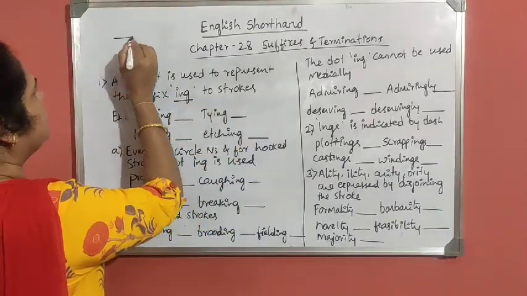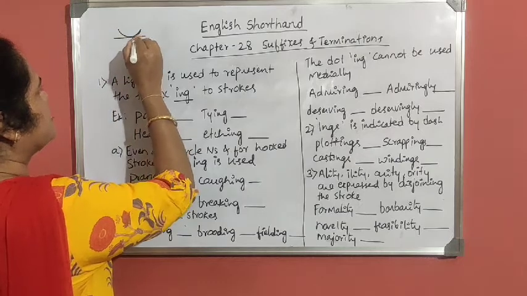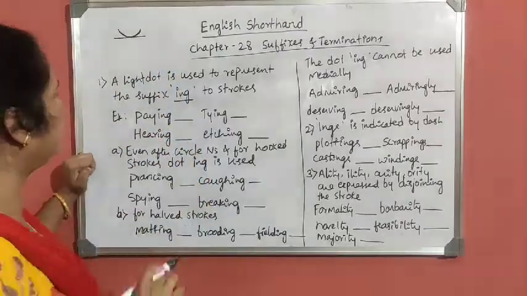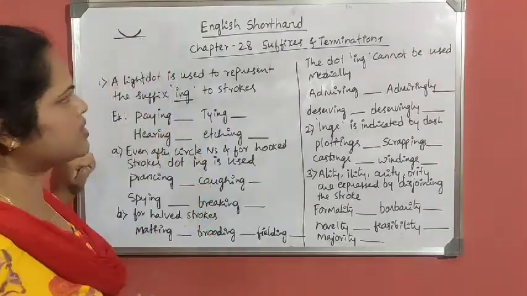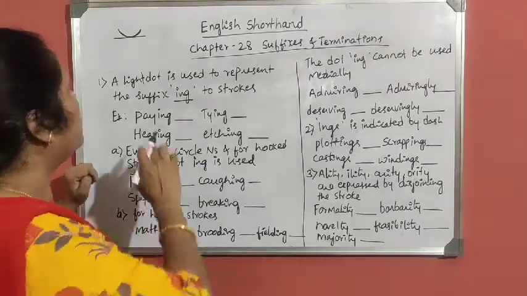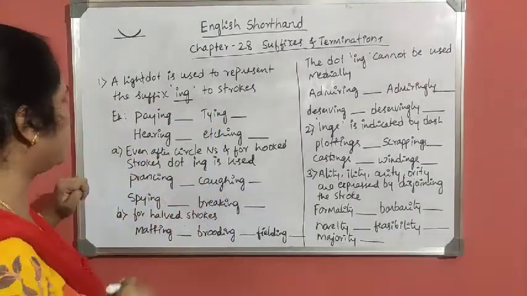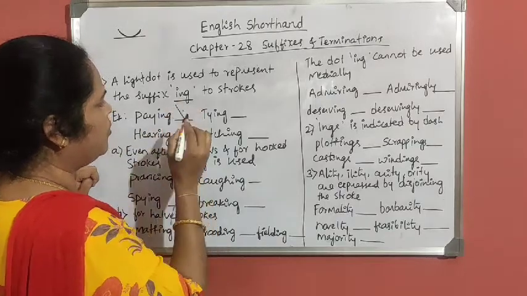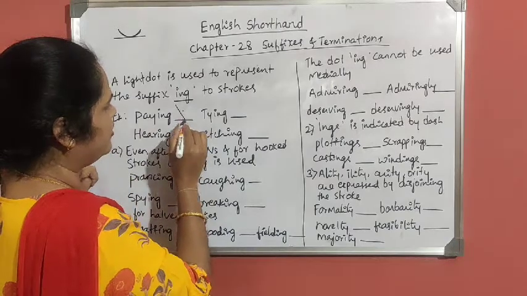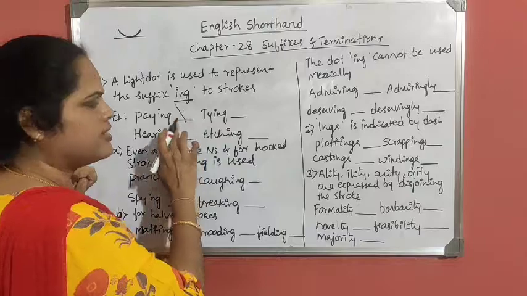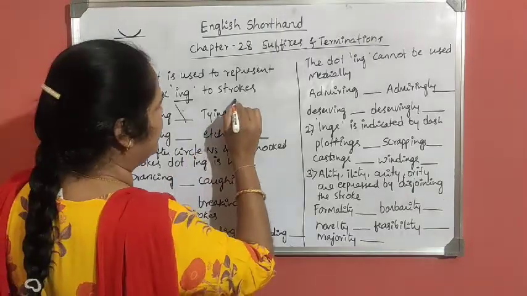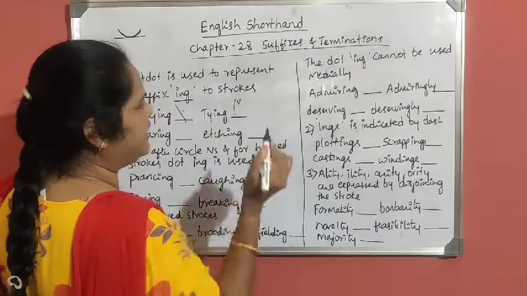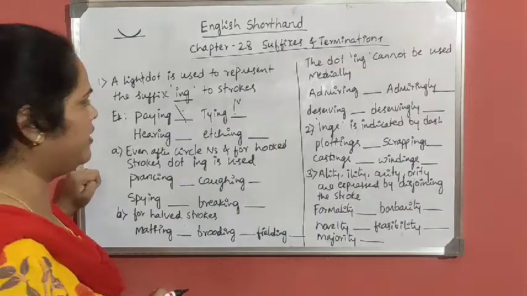Ing is generally written like this. This is the stroke ing. So instead of writing this stroke, the ing is used as a suffix in English shorthand by representing a light dot. Example, paying: P, A vowel, here a light dot. This dot indicates ing. Then tying: T, I diphthong, here a light dot. This dot represents ing, tying.